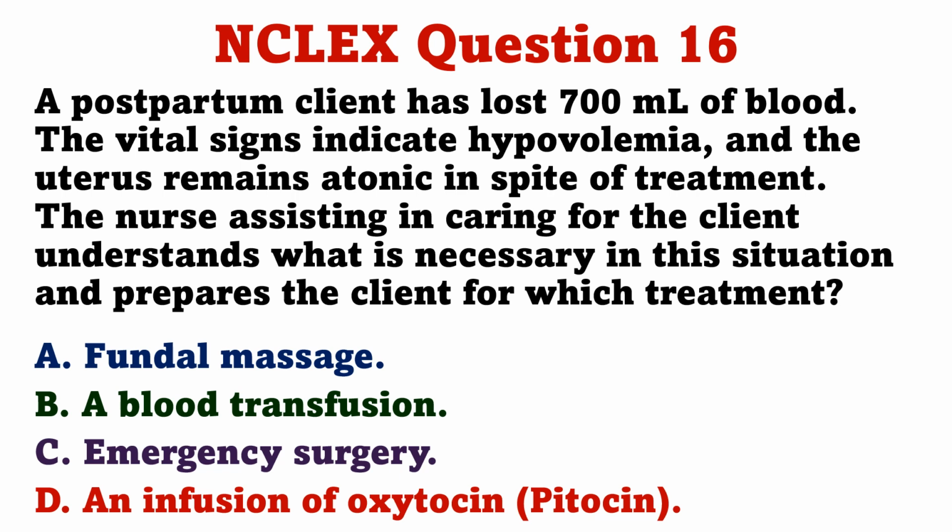Question 16. A postpartum client has lost 700 milliliters of blood. The vital signs indicate hypovolemia, and the uterus remains atonic in spite of treatment. The nurse assisting in caring for the client understands what is necessary in this situation and prepares the client for which treatment? A. Fundal massage. B. A blood transfusion. C. Emergency surgery. D. An infusion of oxytocin.